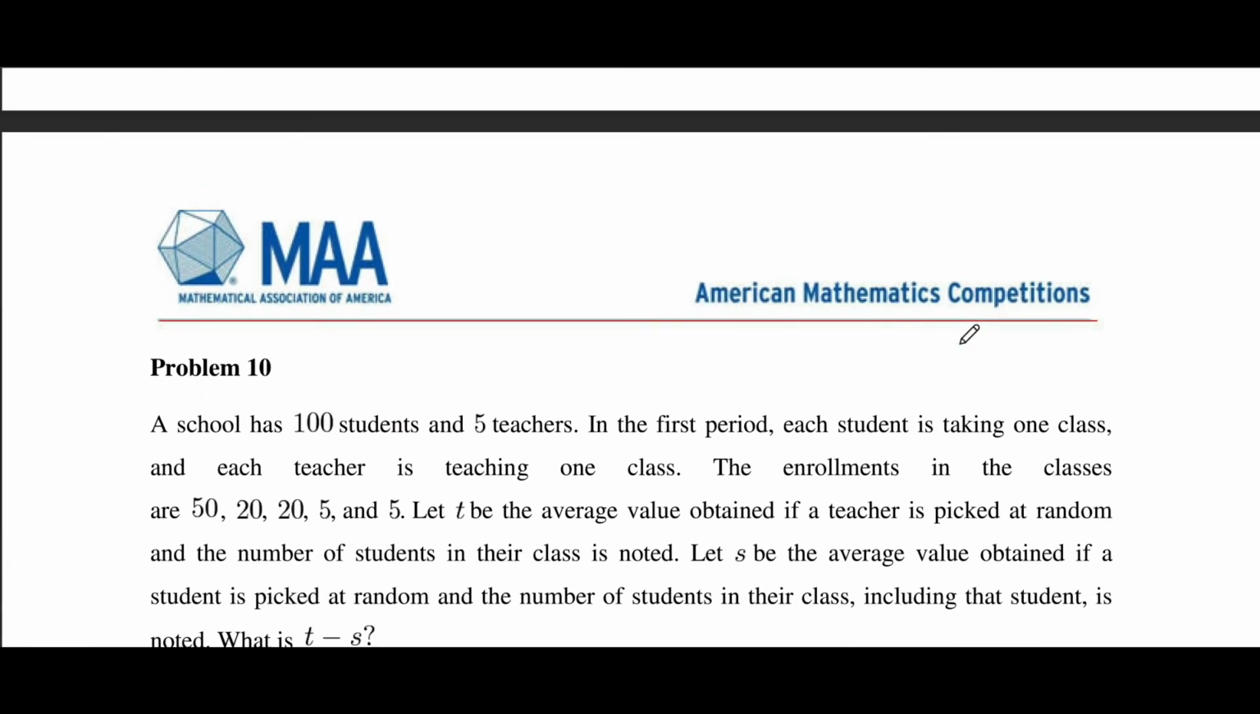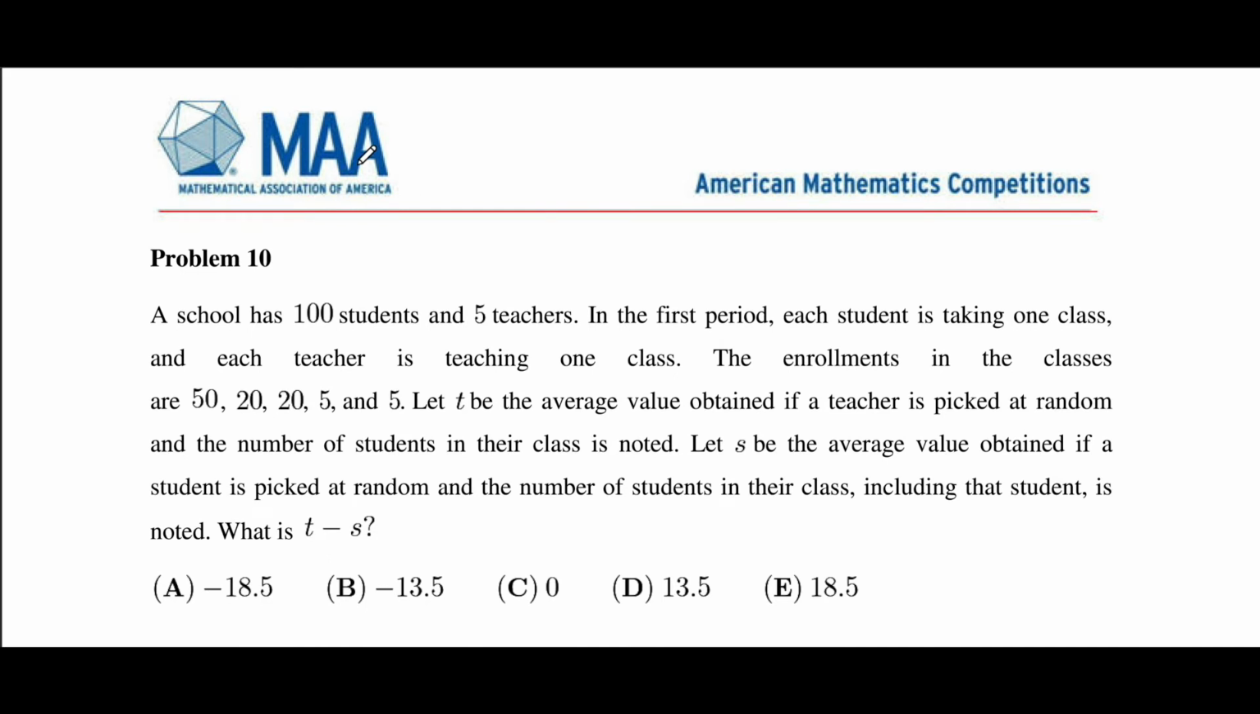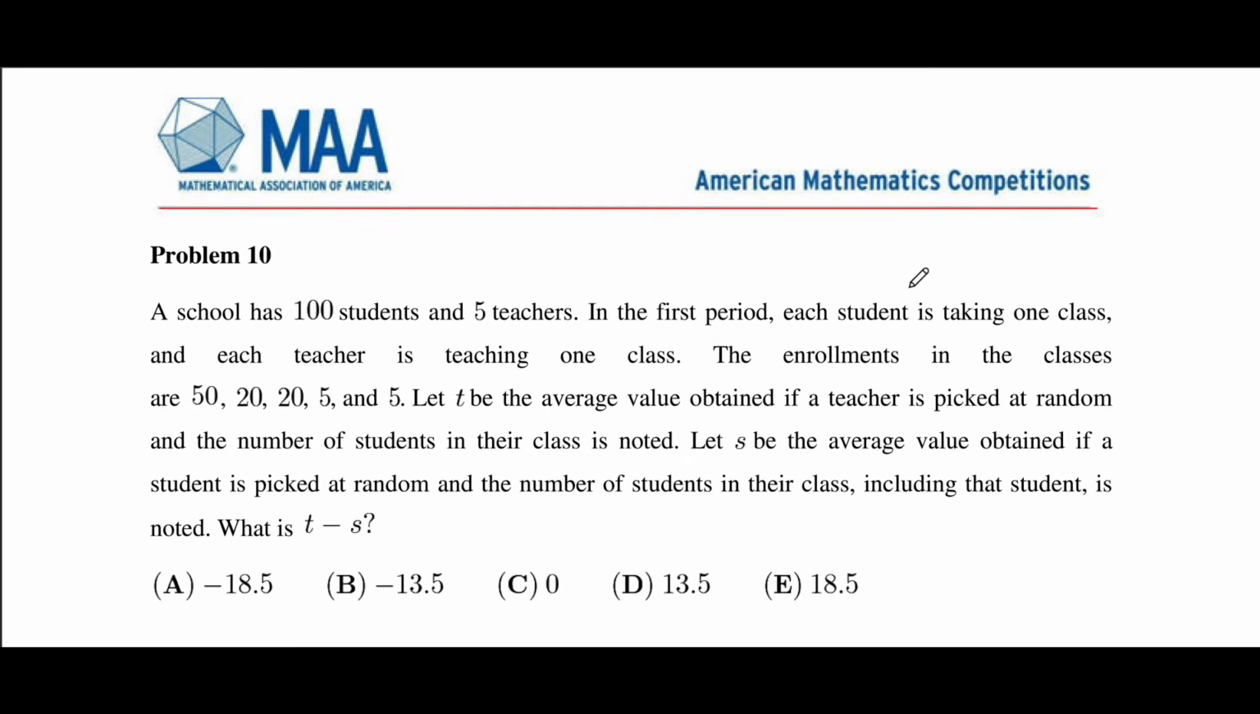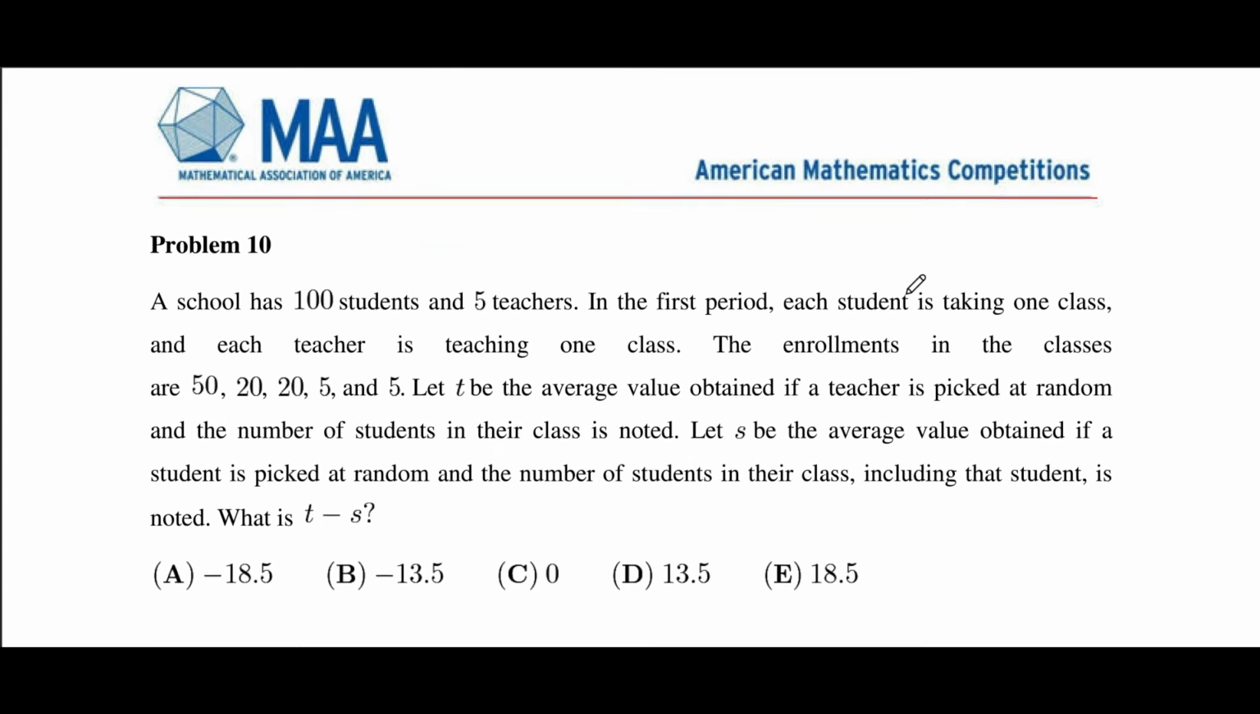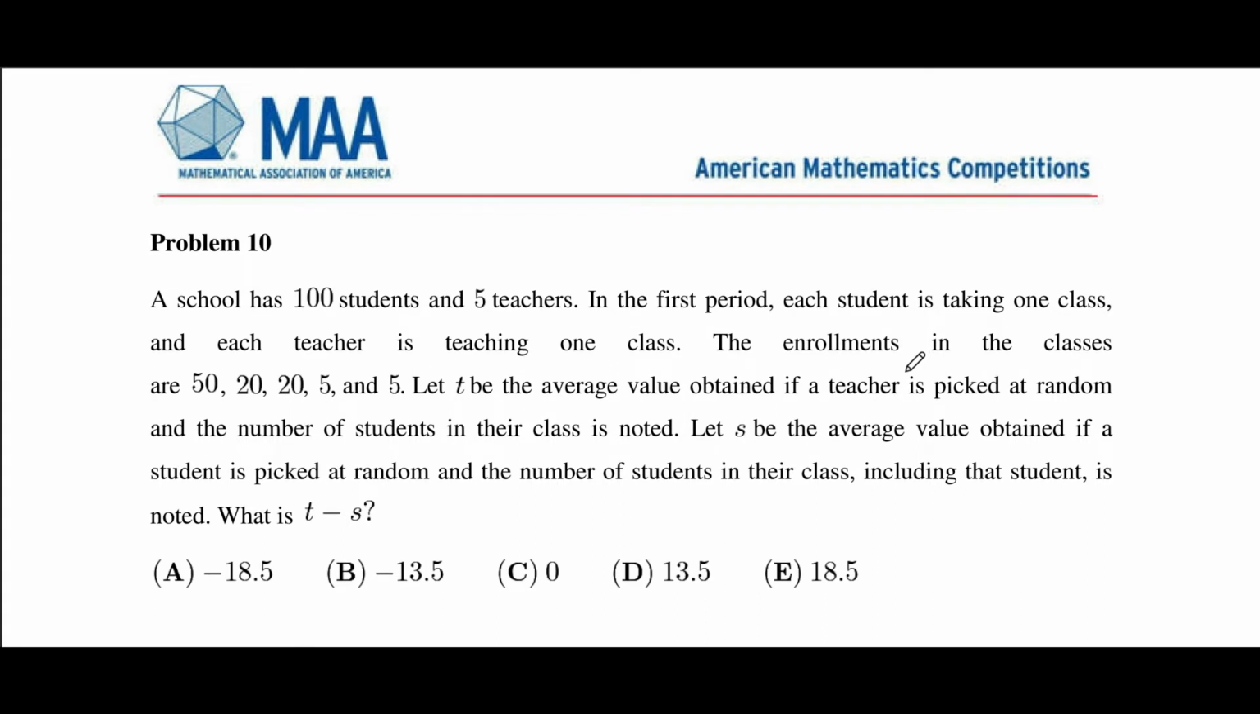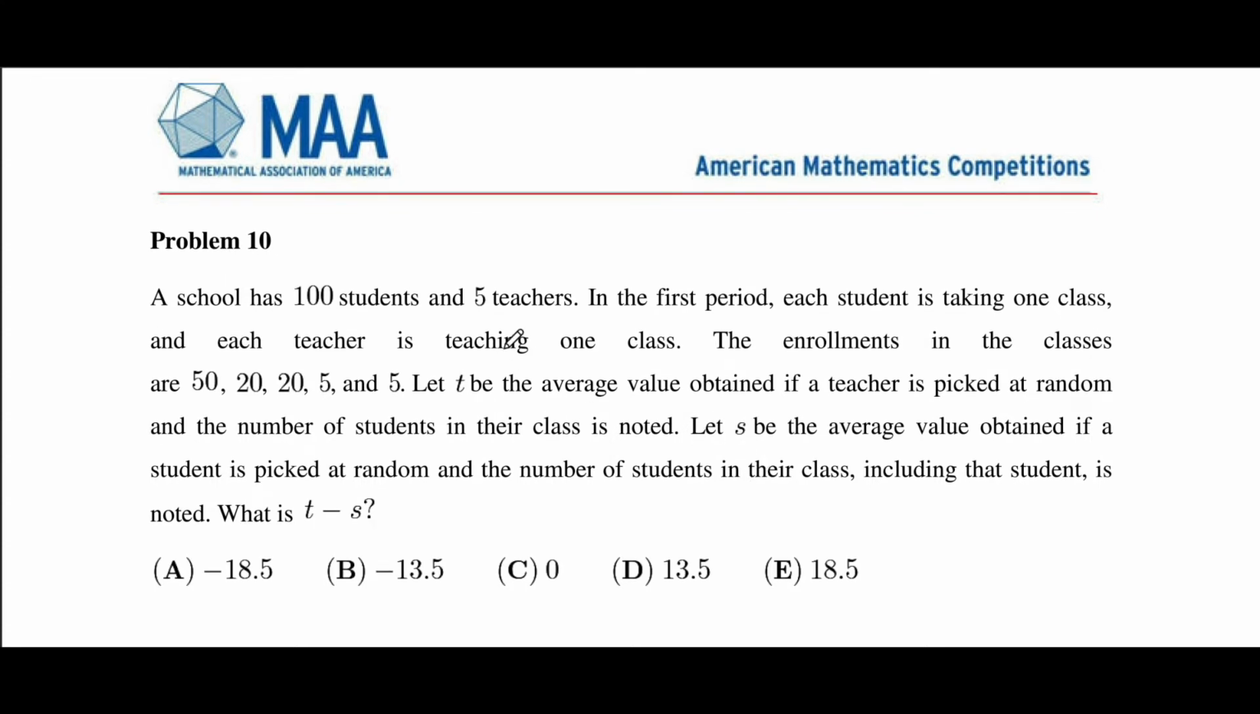Number 10. Okay, so the school has 100 students and 5 teachers. In the first period, each student is taking one class and each teacher is teaching one class. The enrollments in the classes are 50, 20, 20, 5 and 5. Let T be the average value obtained if a teacher is picked at random and the number of students in their class is noted. Let S be the average value obtained if a student is picked at random and the number of students in the class, including that student, is noted. What is T minus S?